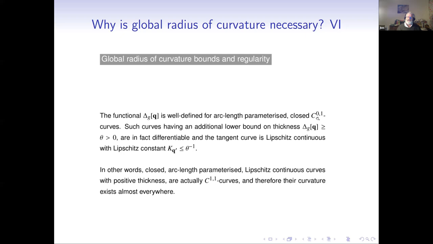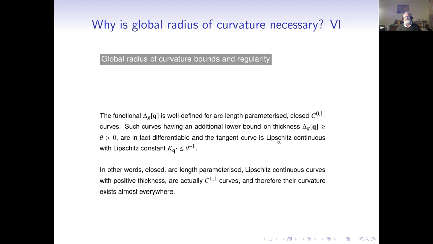continuous. And then if you impose a lower bound, right? So I'm going to consider C0,1 curves for which there is a lower bound on this infimum. Okay. So the interesting thing is, philosophically, this is almost saying the curve is C2. I mean, you're saying, let's take a C2 curve, which is twice differentiable. But we're not doing that. We're saying C0,1 curve with a lower bound on these circles. So then you can actually prove that that curve is differentiable and the tangent curve is Lipschitz.